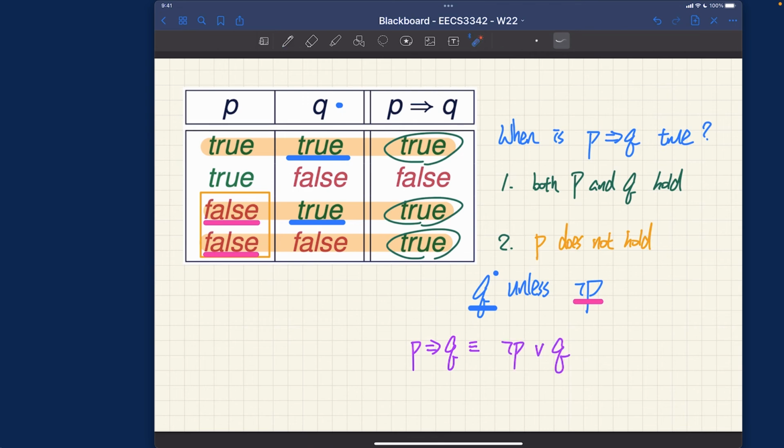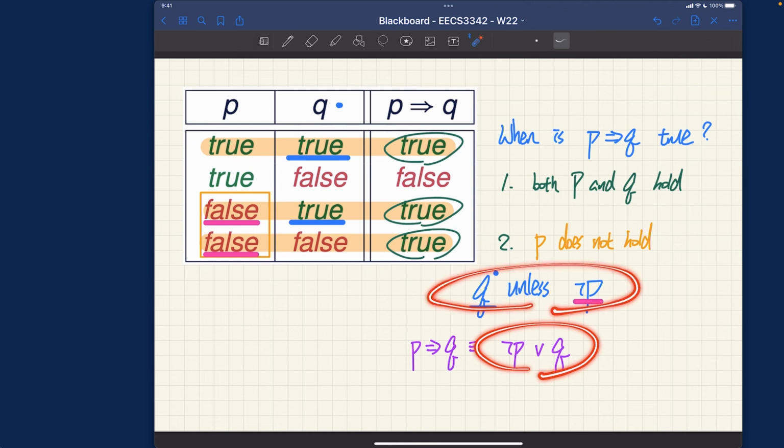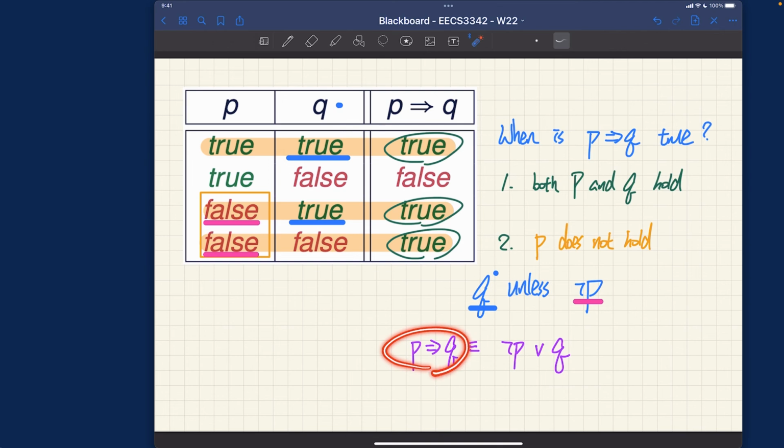It's a very similar rationale as Q unless not P, right? In order for P implies Q to be true, it's either when the antecedent is actually false or when the consequence is actually true. Over here, not P or Q, exactly, right? So you can also link to this particular diagram. That's why I'm putting these two on the same page, just for you to actually see, right?